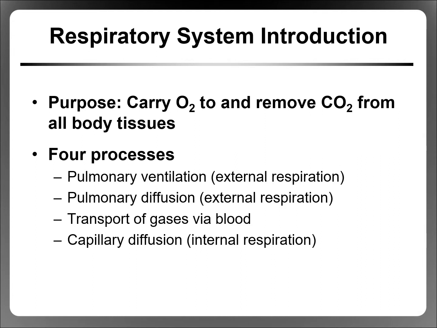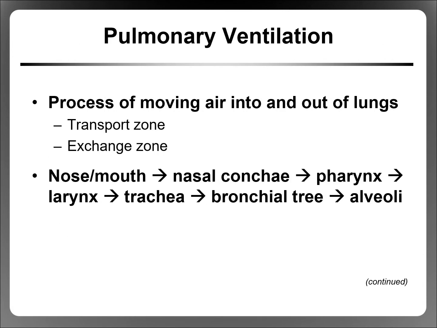The main purpose of the respiratory system is to carry oxygen and to remove CO2 from all of our body tissues. It does this through four main processes. The first is pulmonary ventilation and the second is pulmonary diffusion. These both occur through external respiration. The respiratory system also helps us transport gases via the blood, and then is also responsible for capillary diffusion, which is known as internal respiration.